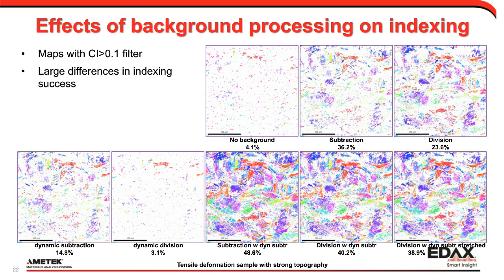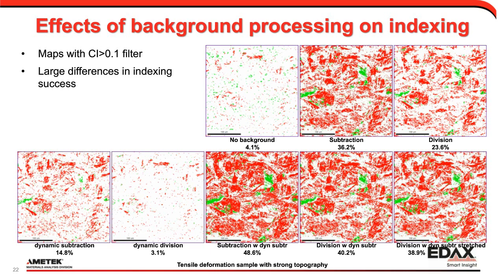And of course, the final three is a little bit more of a custom background, meaning subtraction and division together, or division and division together. They give me better indexing data, but I'm still missing quite a lot. And if I look at the phase maps in this case, again, I can see I'm missing quite a bit of data. So the issue is I really have to set this background before I collect my data, and I might not be quite happy with the data when I get done with it.